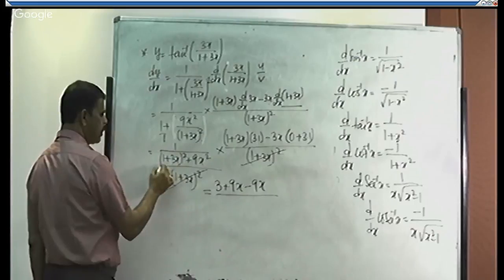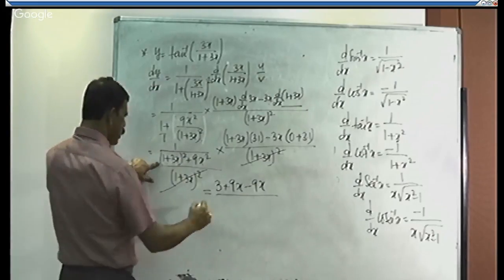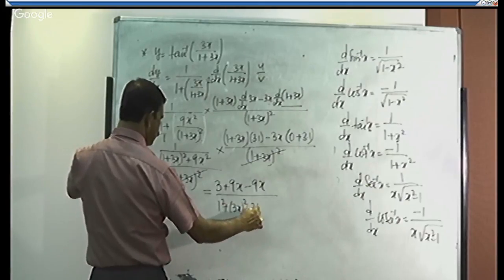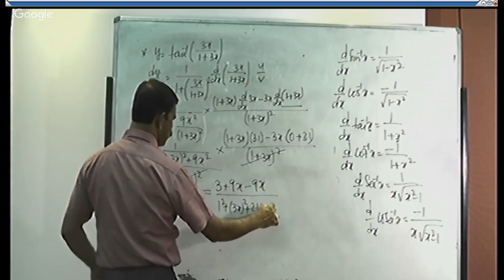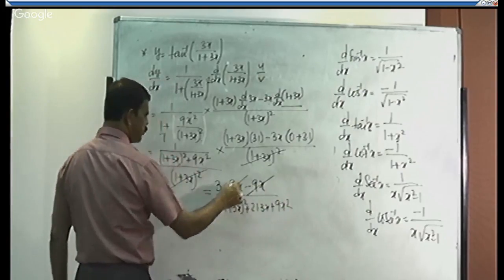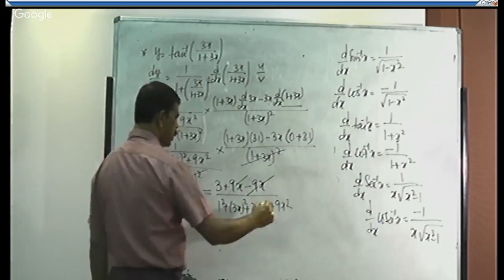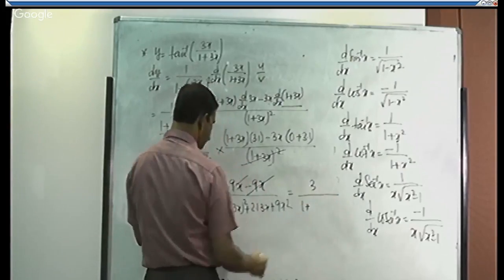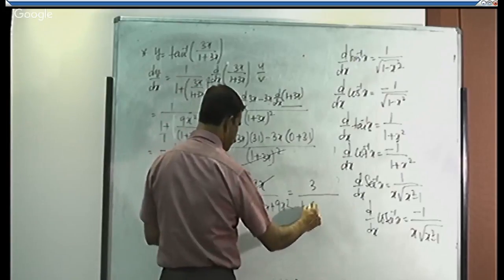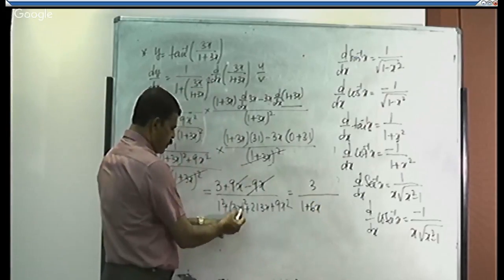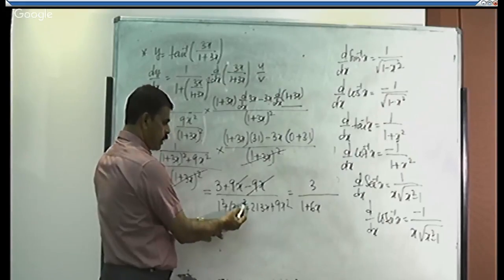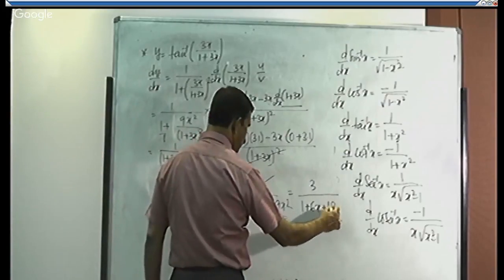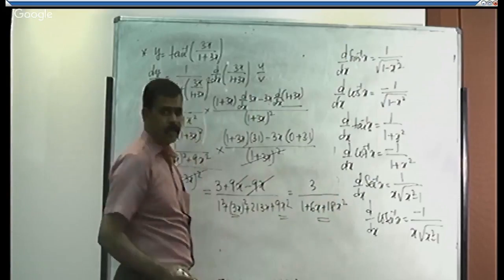If you want, you can expand it according to a plus b whole square: a square plus b square plus 2ab, 2 into a into 3x, plus 9x square. Plus 9x minus 9x get cancelled. What is remaining? It is 3 divided by 1 square is what? 1 plus 2 into 3 is 6x. If I expand it, 3 square x square. 3 square is what? 9. 9x square. 9x square plus 9x square is what? 18x square. So this is the final answer. Okay.